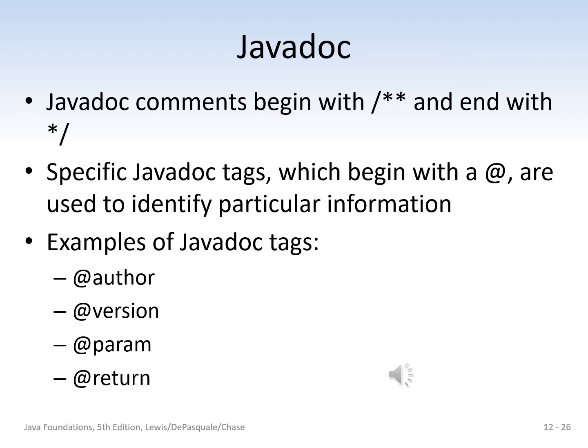Next, we're going to go over the differences between a regular comment in a Java program and a JavaDoc comment. A JavaDoc comment begins with slash, followed by 2 asterisks, and ends with asterisk slash. And within the JavaDoc comment, we use tags, which begin with the @ symbol. These tags are used to identify particular information. Here we have an example of some of the JavaDoc tags: @author, @version, @param, @return.